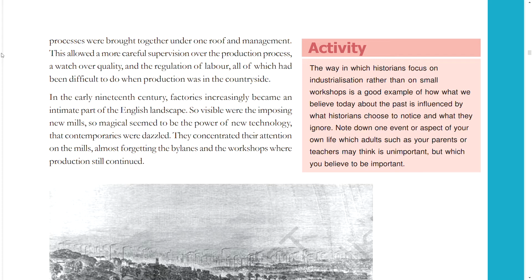Activity. The way in which historians focus on industrialization rather than on small workshops is a good example of how what we believe today about the past is influenced by what historians choose to notice and what they ignore. Note down one event or aspect of your own life which adults such as your parents or teachers may think is unimportant, but which you believe to be important. Comment on this.